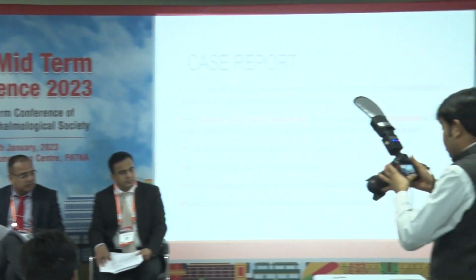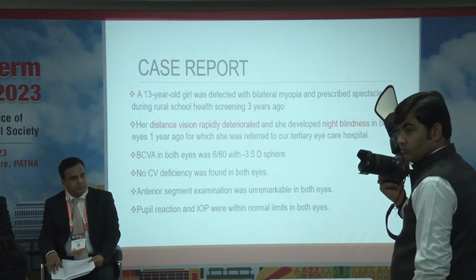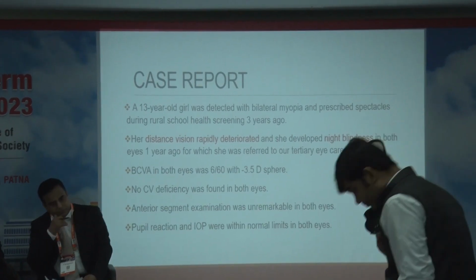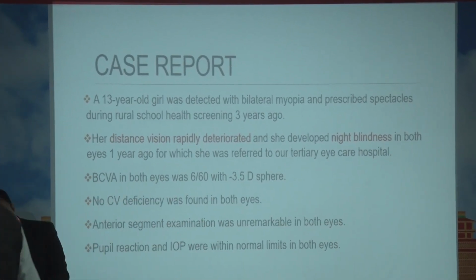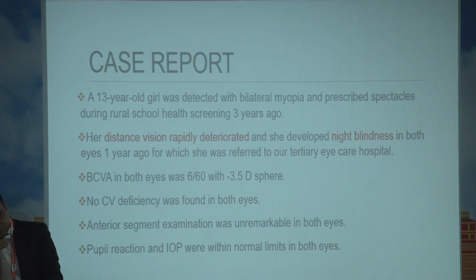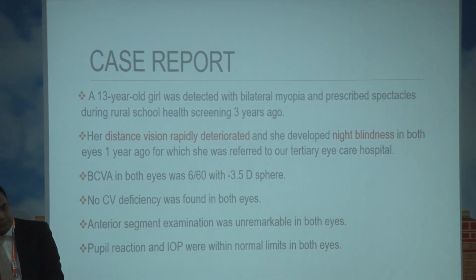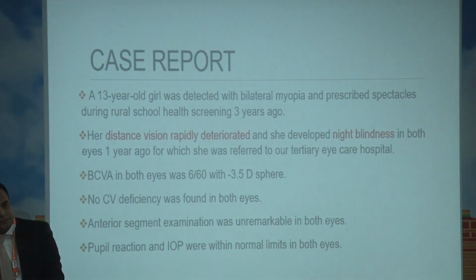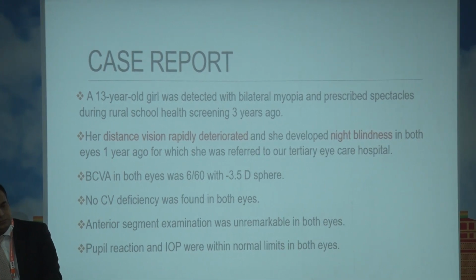In this case, a 13-year-old girl was detected with bilateral myopia and prescribed spectacles during rural school health screening 3 years ago. Her distance vision rapidly deteriorated and she developed night blindness in both eyes 1 year ago, for which she was referred to our tertiary eye care hospital. The best corrected visual acuity in both eyes was 6 by 60 with minus 3.5 diopter sphere. There was no color vision deficiency in both eyes, and the anterior segment examination was unremarkable in both eyes. The pupil reaction and intraocular pressure were within normal limits in both eyes.